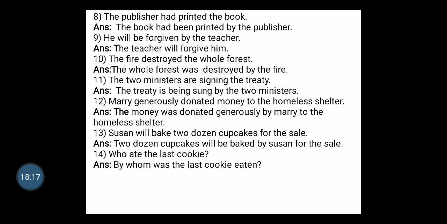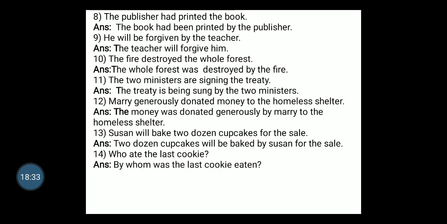Next, 13th. Susan will bake 2 dozen cupcakes for the sale. Will bake is active voice. What will the passive voice be, beta? 2 dozen cupcakes will be baked by Susan for the sale.